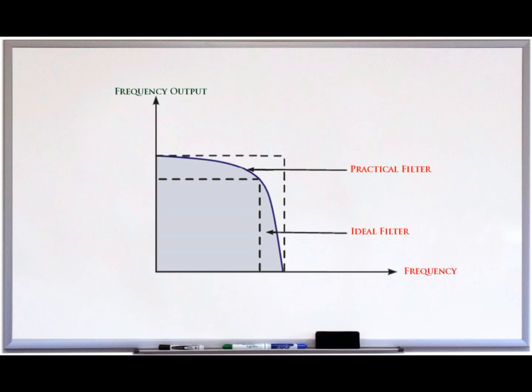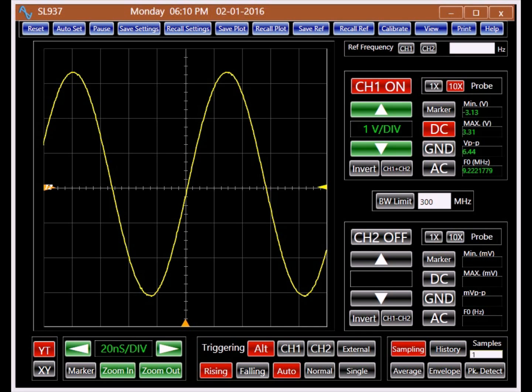To prevent oscilloscope aliasing, either an anti-aliasing filter must be used, or the oscilloscope must be able to sample the signal according to the Nyquist theorem.